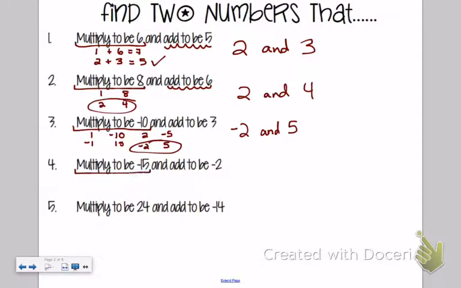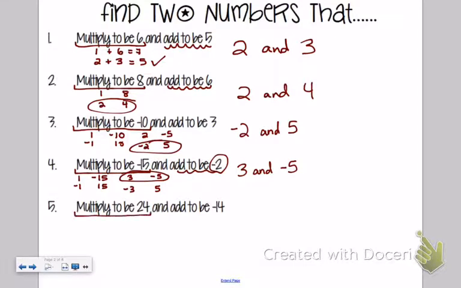Multiply to be negative 15. So again, this is one where we have to multiply each of them by negative 1. So 1 and negative 15, negative 1 and 15, 3 and negative 5, or negative 3 and positive 5. So if they have to add to be negative 2, we need to be careful. It needs to be negative. So that will be this set of numbers. 3 plus negative 5 add to negative 2.